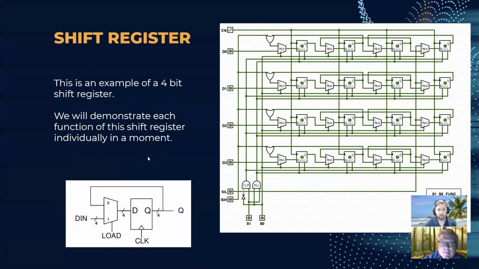As you may recall, in one of the questions we had one about 4 D inputs and serializing that data through the inputs. This is an example of a 4-bit shift register. We'll do a demonstration now for each function of the shift register real quick.